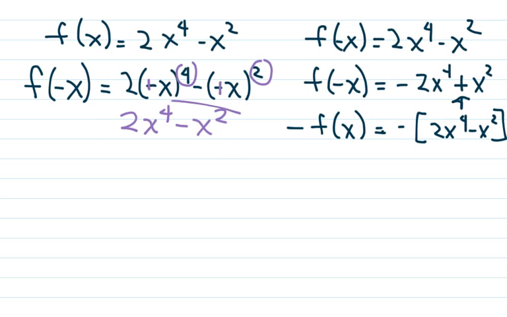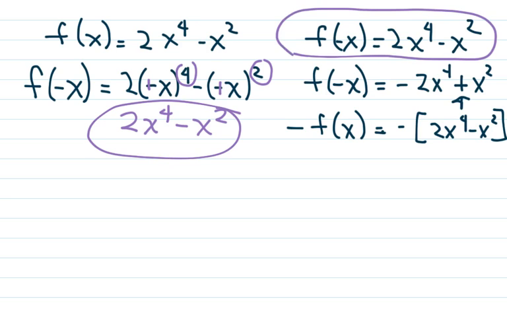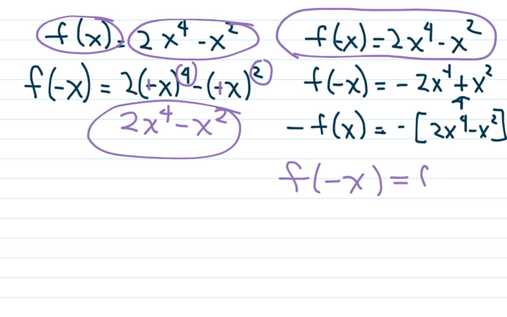So which one does it look like? It looks like this one. So that means our f of negative x came right back to our original f of x. So this is an even function.